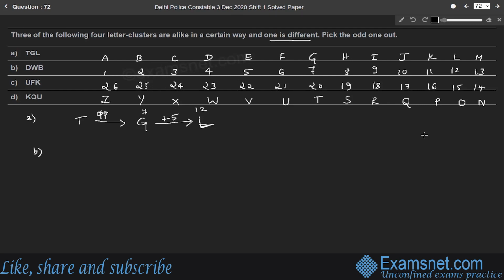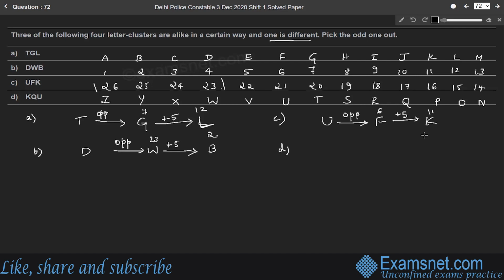Option B, D, W, B. Positional value of D is 4 and its opposite is 23, that is W. So W is opposite to D. Positional value of W is 23, plus 5 is 28, that is 26 plus 2, which is B. Come to option C, U, F, K. Value of U is 21 and its opposite is F. F is 6, so 6 plus 5 is 11, which is K.